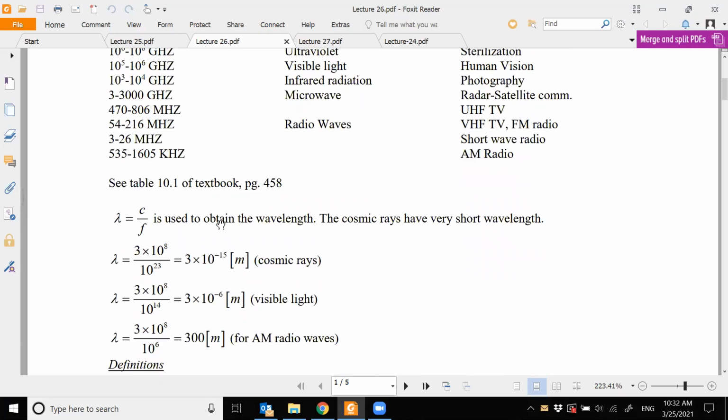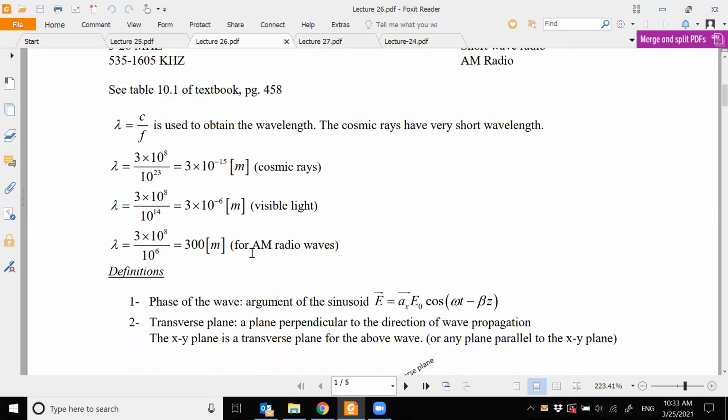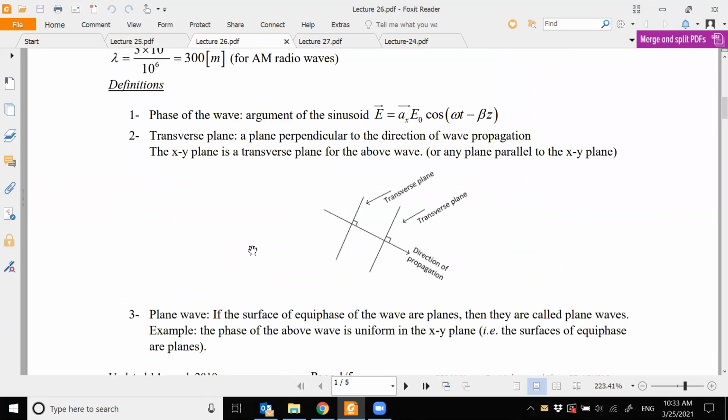For example, for an AM radio, it will be around 300 meters. For visible light, it will be in micrometers. And this is like, say, picometer or femtometer, 10 to the power of minus 15. Okay. Now, some of the definitions that we always use, the phase. What do you mean by phase? The phase is nothing but the argument of the sinusoid. That is this one. This is called the phase of the wave.